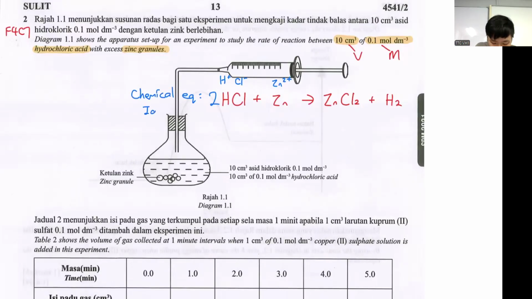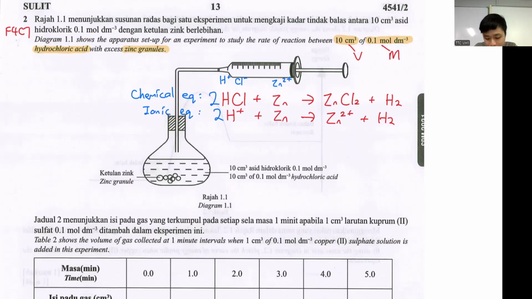If they ask for the ionic equation, sometimes they do ask, the Cl minus is not important. Only the H plus from the acid and the zinc will collide with each other. The H plus reacts with zinc to form Zn2 plus and H2. I know this question they didn't ask, but maybe a future question they ask.